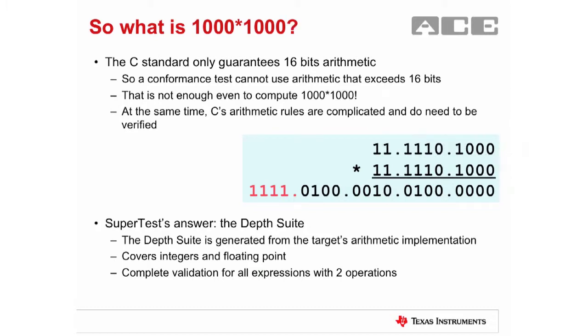SuperTest's answer to this parametric definition of integers is the depth generator. Instead of having a fixed collection of tests, we have a generator that we feed with the actual sizes of the arithmetic types. The generator then creates a collection of tests that do a complete combinatorial sweep of all integer expressions of up to 2 operations deep. This is what we call the depth suite. It is included in the qualification kit and it gives a very thorough validation of the arithmetic implementation.